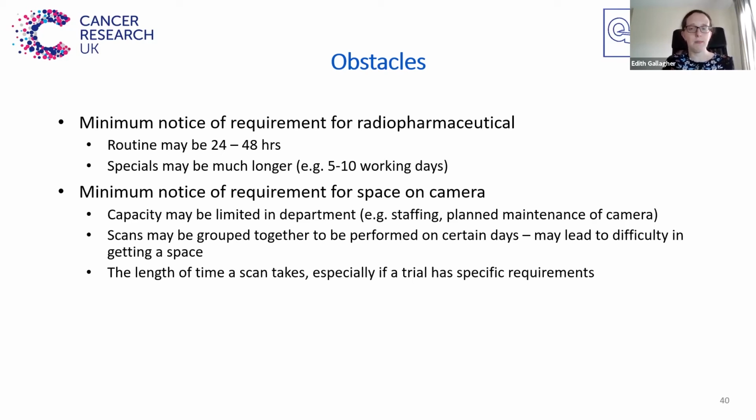There may be limited capacity in the department at that particular time. Also, just as radiopharmaceuticals may be produced on certain days, this means that those corresponding scans will take place on certain days. As I showed previously, our imaging can already take some time to be performed. And if a trial has particular requirements like additional images or imaging for a longer amount of time than usual, then this may affect when it can be scheduled on the camera.